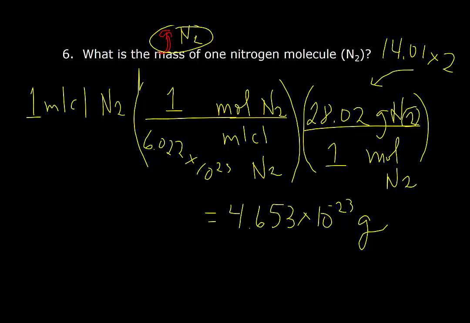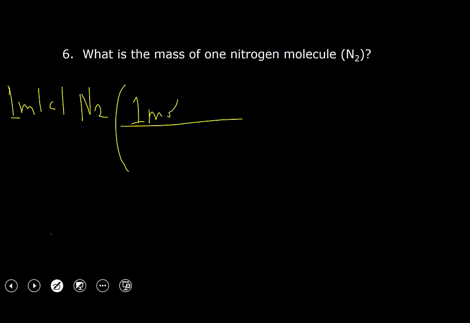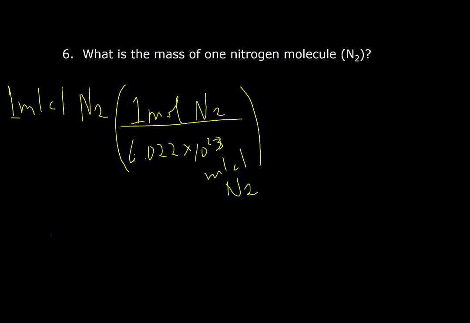All right, I'm going to show you another way. If it makes more sense to you to do it this way, you're more than welcome to do it this way. Okay, so we're going to start out the same way. We have 1 molecule of N2. All right. And we're going to go to 1 mole of N2, just like the other step, and 6.022 times 10 to the 23rd molecules. I know this is hard to read, and I apologize for that.